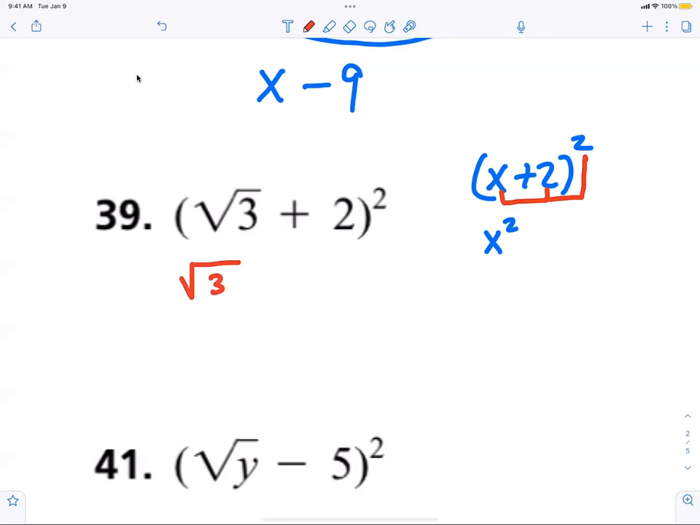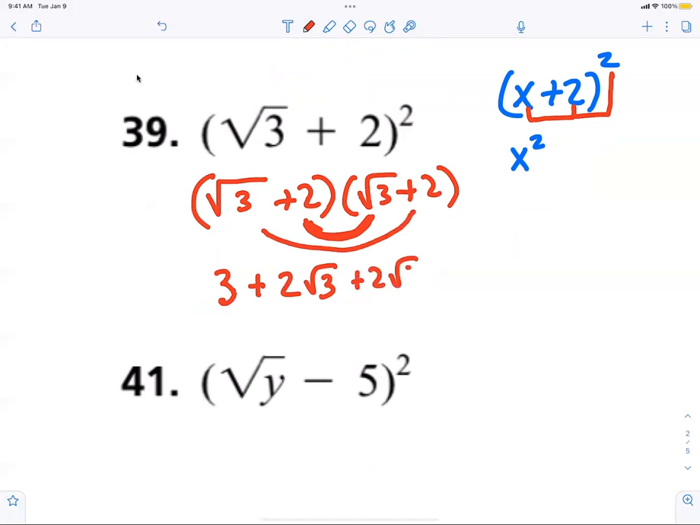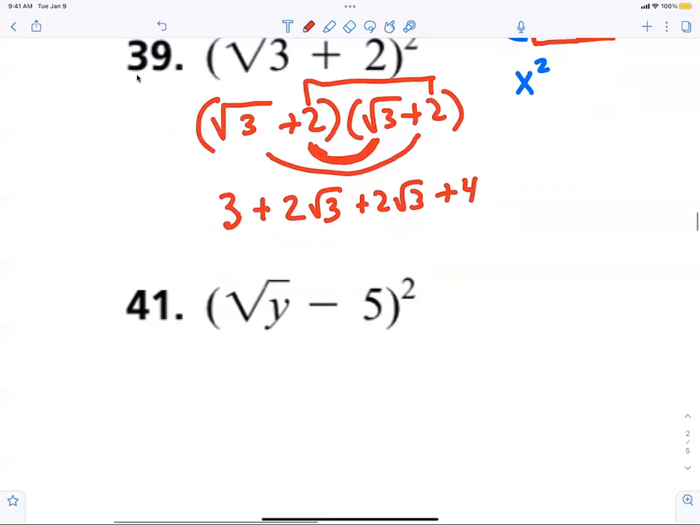So this would be square root of 3 plus 2, and then square root of 3 plus 2. Now, again, what's square root of 3 times square root of 3? 3. Now, the first smiley face, that gives me what? First smiley face gives 2 radical 3. Second smiley face gives me another. And that's why you multiply by 2, because those two will always be the same. And then what's 2 times 2? 4. Exactly. So now go ahead. Good for you now.